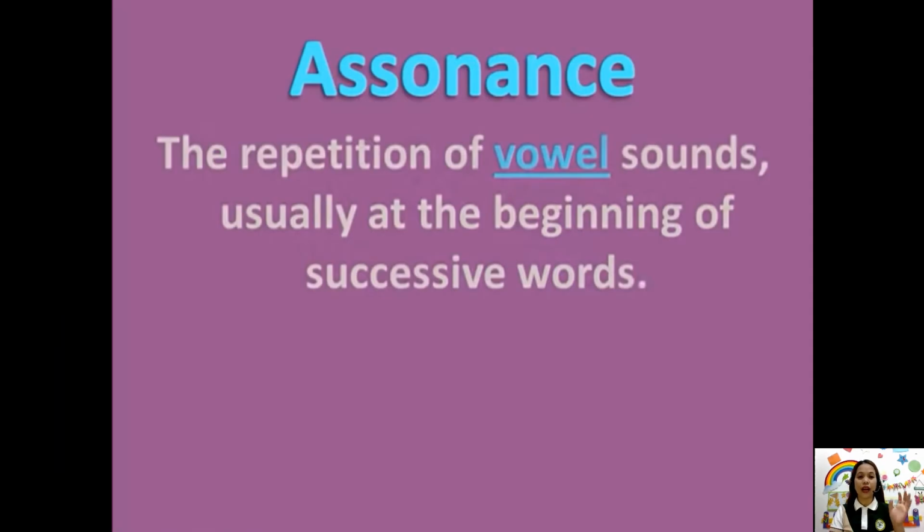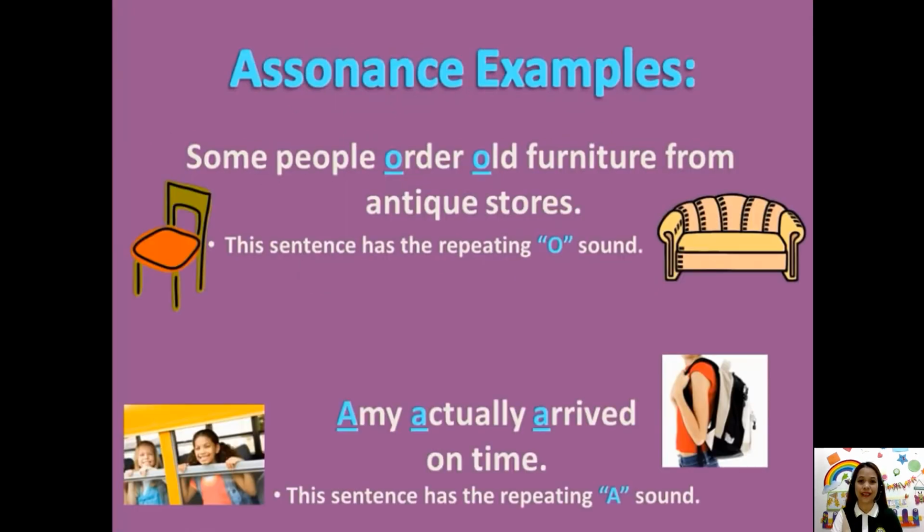All right. If in alliteration we have the repetition of consonant sounds, in assonance we have the repetition of vowel sounds, usually at the beginning of successive words. Assonance is one such literary device where the vowel sounds are repeated to create an internal rhyme within the sentence or phrases. Okay? Okay, we have here an example.